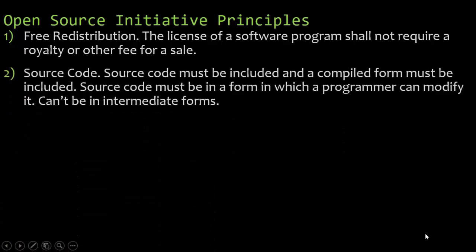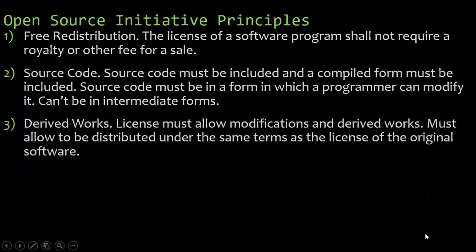Number 2, source code. The source code must be included as well as a compiled form. The source code must be in a form in which a programmer can modify it. It can't be in intermediate form. So the source code is available as well as a compiled version. Number 3 is the derived works principle. The license must allow modifications and derived works. So it must allow them to be distributed under the same terms as the license of the original software.